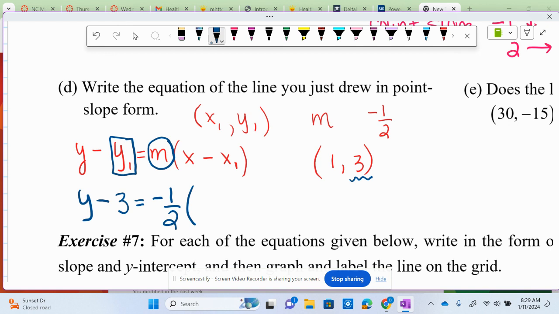Parenthesis, we say times the quantity, x minus, Justice, can you tell me what value am I plugging in for x sub 1? What's the x value in my ordered pair?